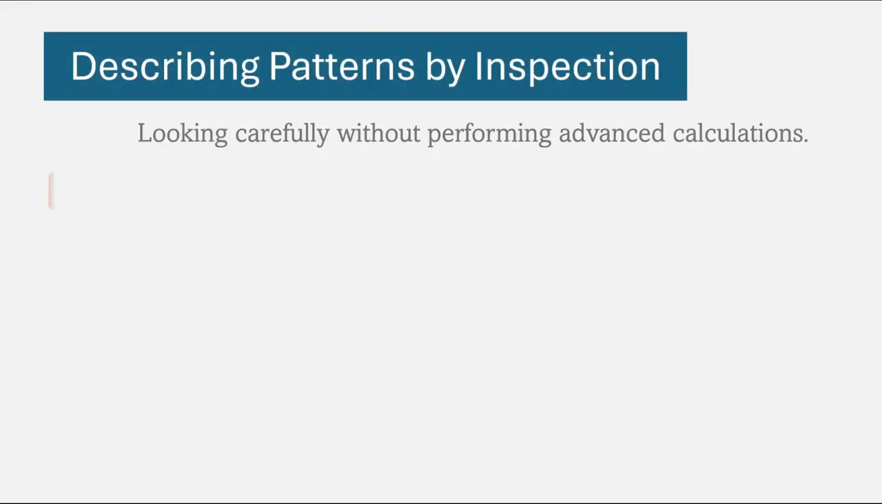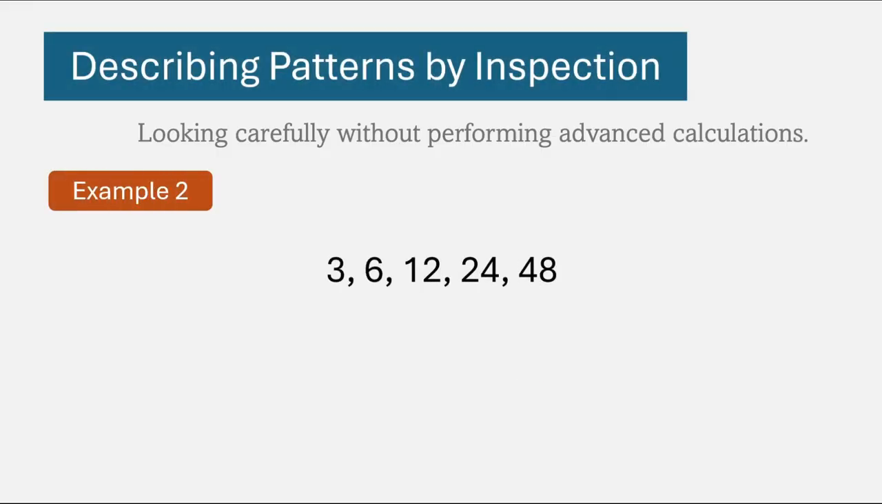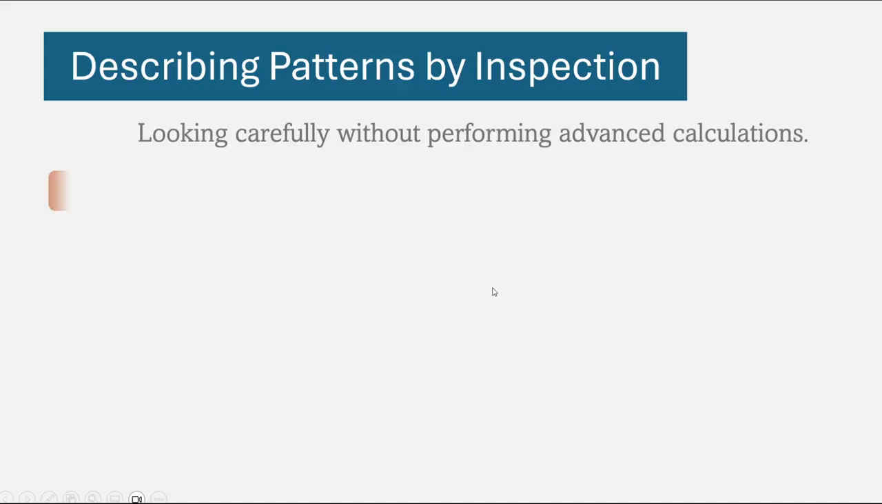Okay, so another example is this one: 3, 6, 12, 24, and 48. So what is the pattern here? Yes, the pattern is each number is doubling. So 3 times 2 becomes 6, 6 times 2 becomes 12, and so on.